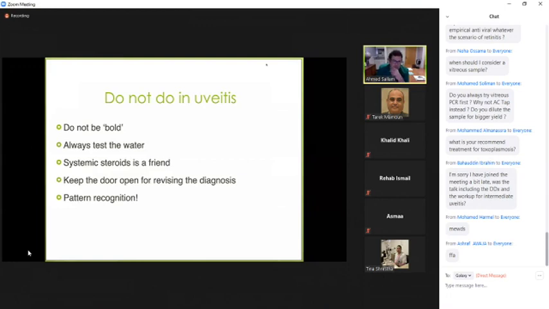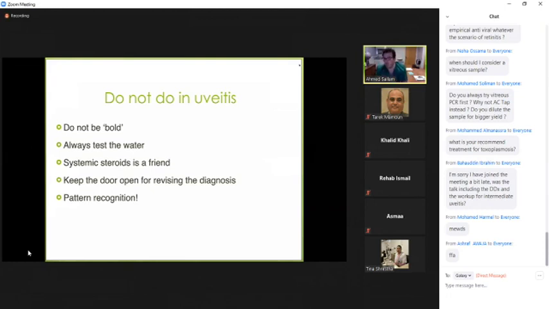So just a few points here on what not to do in uveitis. Don't be bold in uveitis. Uveitis is a very humbling specialty. Every now and again, you make a mistake, and when you make a mistake, it can result in severe visual loss. So always be wary of what you're doing. Always test the water. Systemic steroid is your friend. Don't use intravitreal steroids in any new case. When the diagnosis is established, yes, fine, use systemic steroid, use intravitreal steroid.